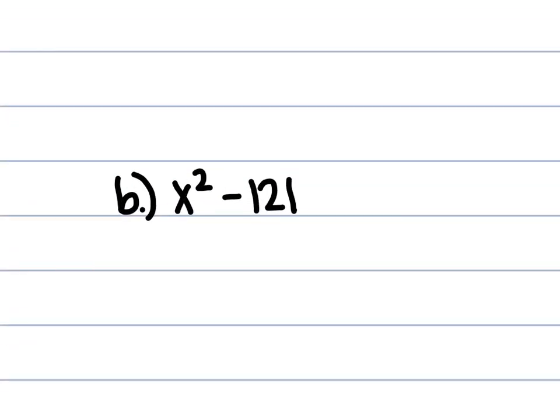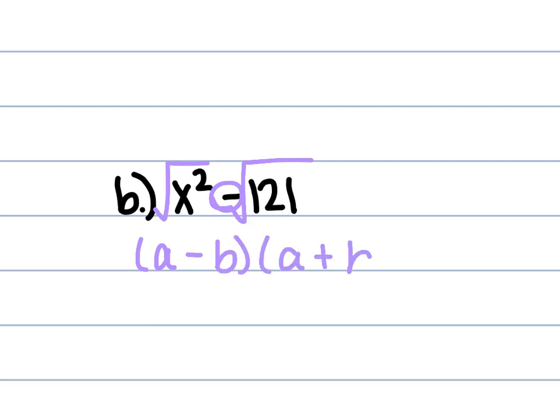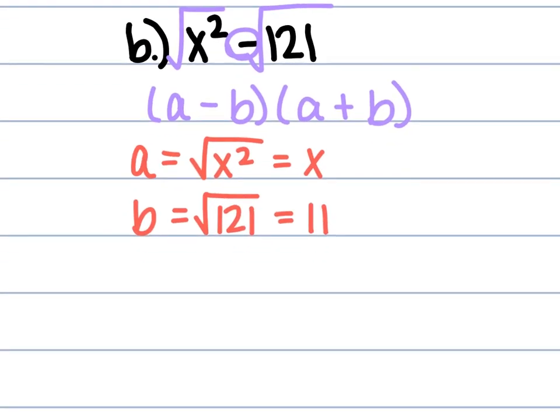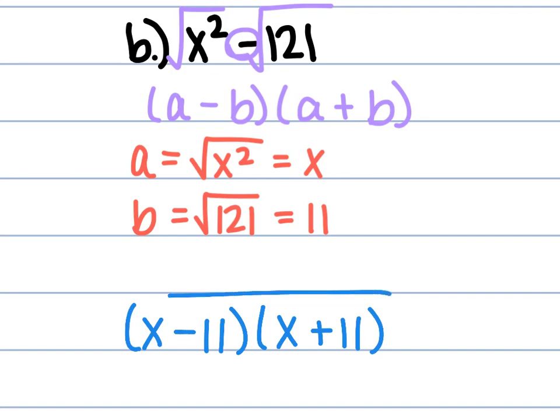For b, we have x squared minus 121. We can take the square root of that x squared. We can take the square root of that 121. We have a negative in between. So we use the formula a minus b times a plus b. Our a is the square root of that x squared, which is x, and our b is the square root of that 121, which is 11. So plug these values in. We're going to have x minus 11 times x plus 11.